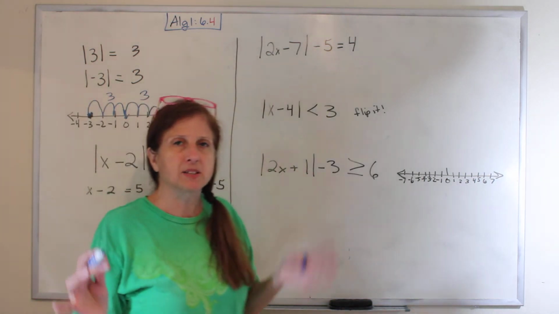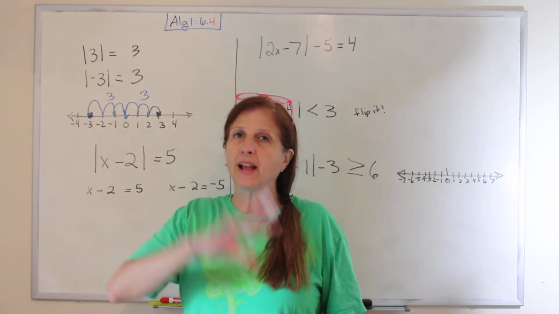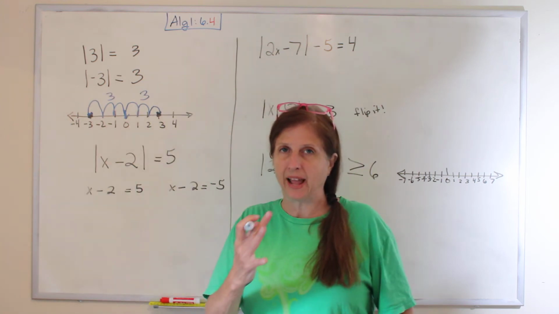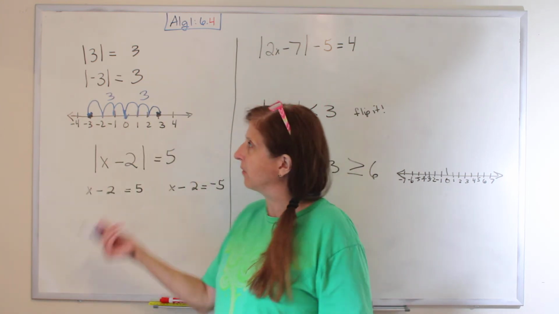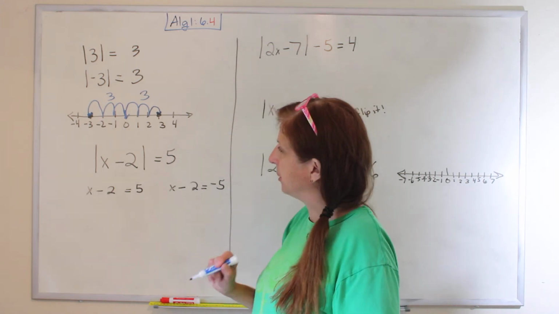Distances are always positive. I don't say it takes 3 miles to get from my house to the library and negative 3 miles to get from the library to my house. You just say it's 3 miles. Distances on a number line are positive. That's where absolute value really comes from.